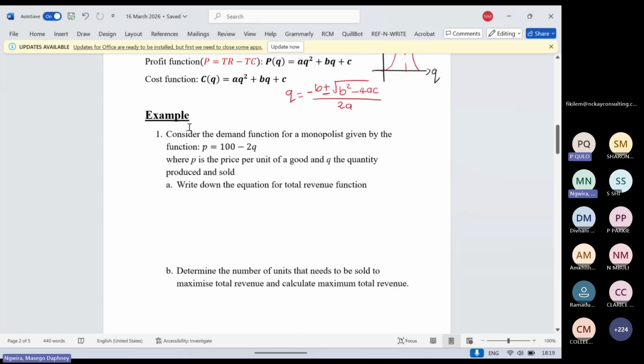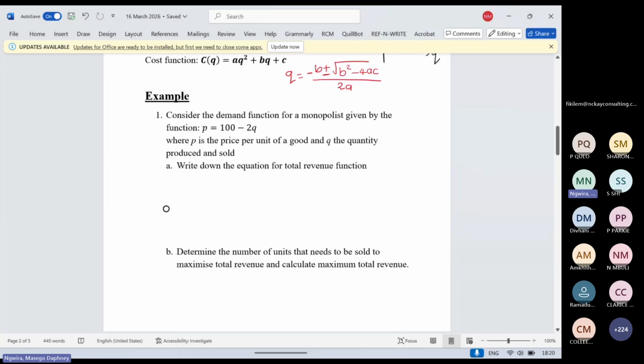Here they're saying, consider the demand function for a monopolist given by P equals 100 minus 2Q. This function, your demand function, is in terms of Q. They're saying P is the price per unit of a good and Q is the quantity produced and sold. Part A says, write down the equation for the total revenue function.